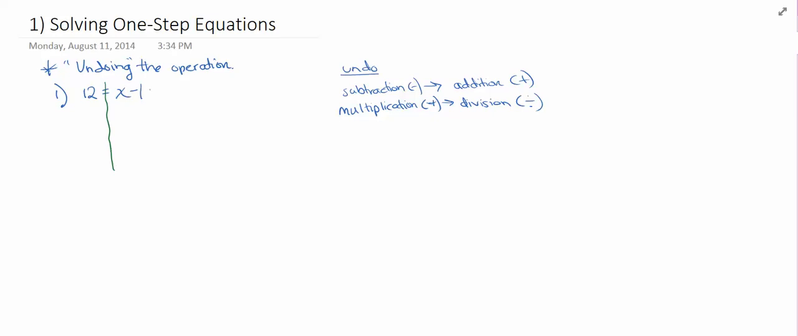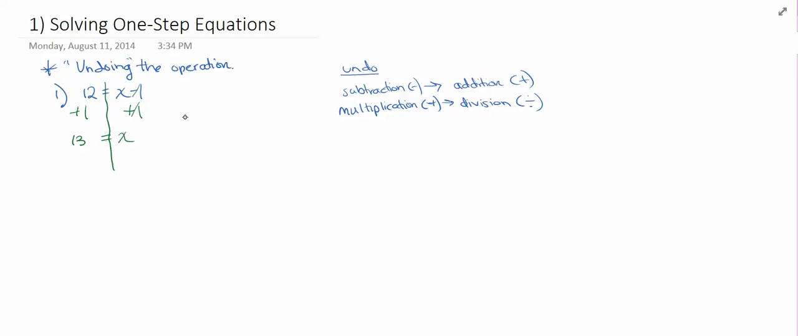In order to get x by itself, you need to get rid of the minus 1. So in order to undo subtraction, we're going to add 1 to both sides, because what I do to one side of the equation must be done to the other side. An equal sign means they're equivalent. You need to keep it equivalent. 12 plus 1 is going to give me 13. And then negative 1 plus 1 is going to be 0. So therefore x equals 13.